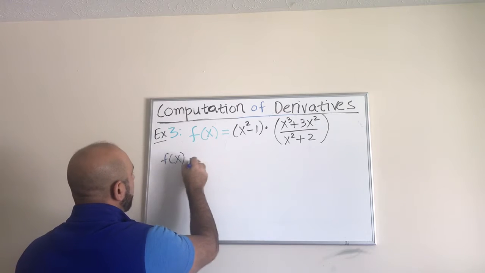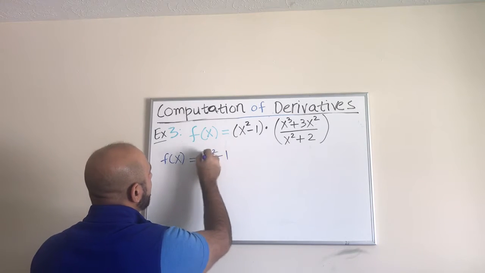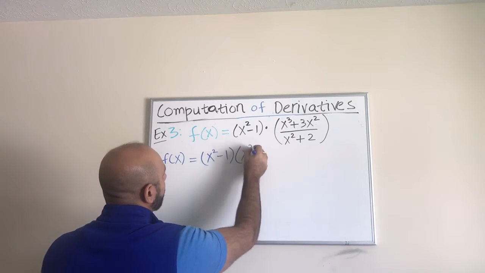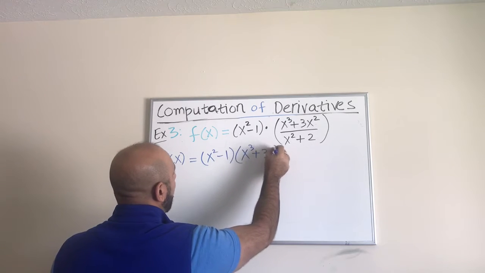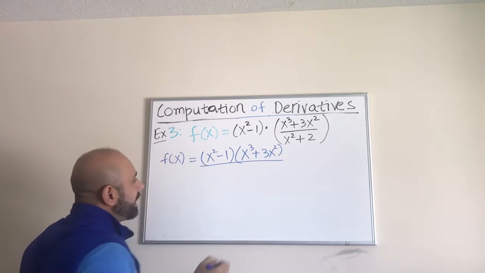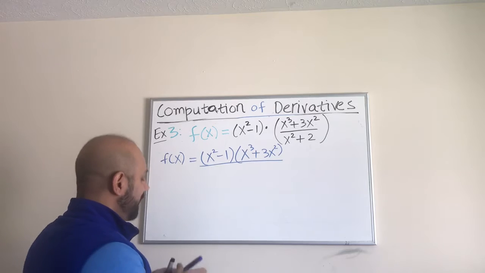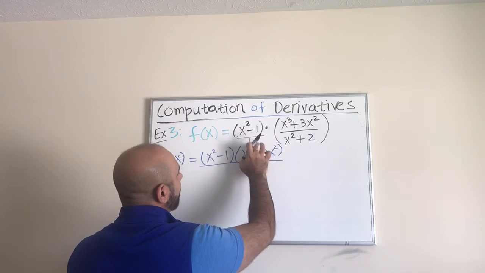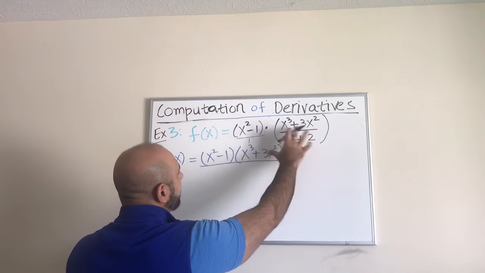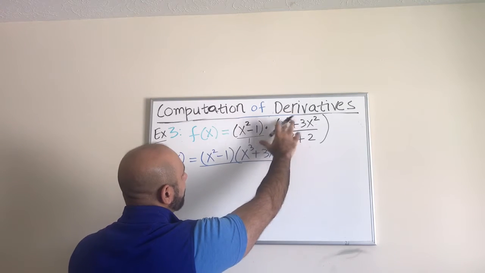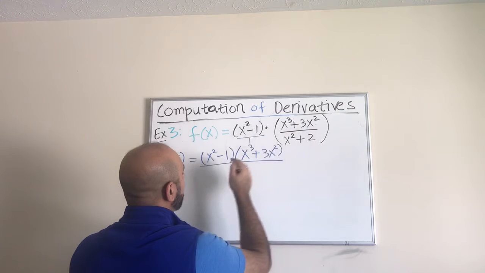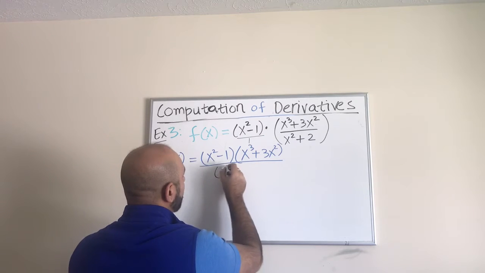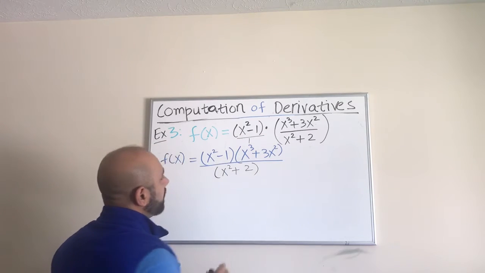So I'm going to rewrite this as x squared minus 1 times x cubed plus 3x squared, and I am not disobeying any mathematical rules in that. We already know that there's an invisible 1 here. So when you are multiplying these, it's numerator times the numerator and the denominator times the denominator. Multiplying over 1 is not going to change anything, so I'll still have x squared plus 2 here.